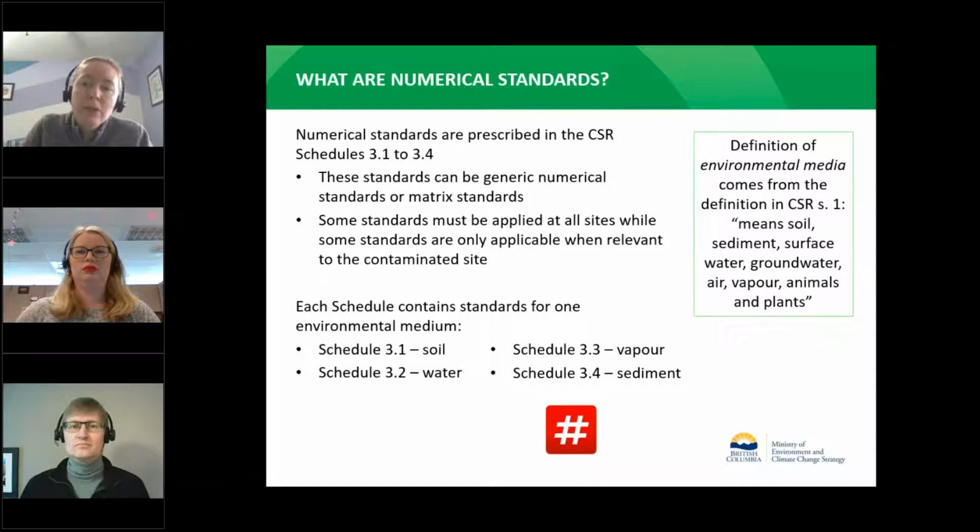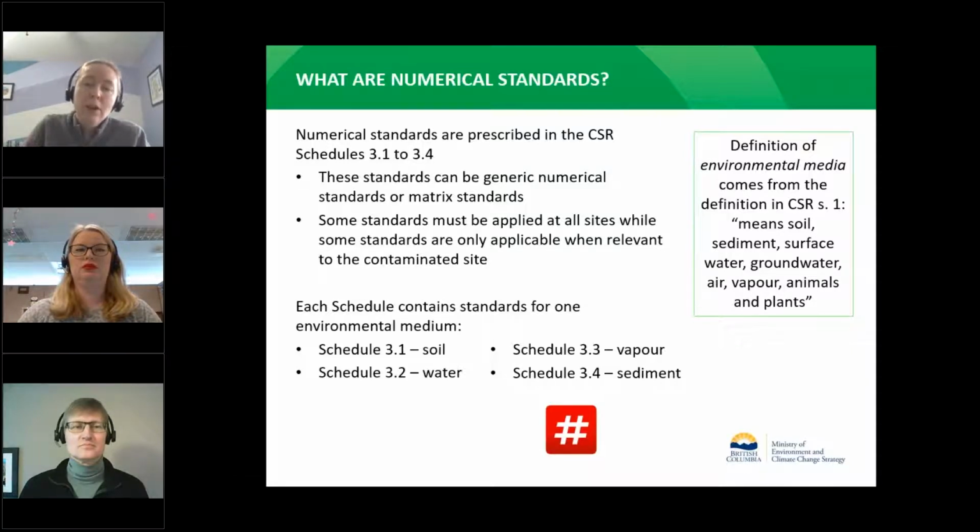Note some standards are mandatory to be applied to all contaminated sites, while other standards are only applicable when relevant to the contaminated site. This is set out by EMA, the CSR, and protocols. One explicit area is CSR Section 12, subsection 8.